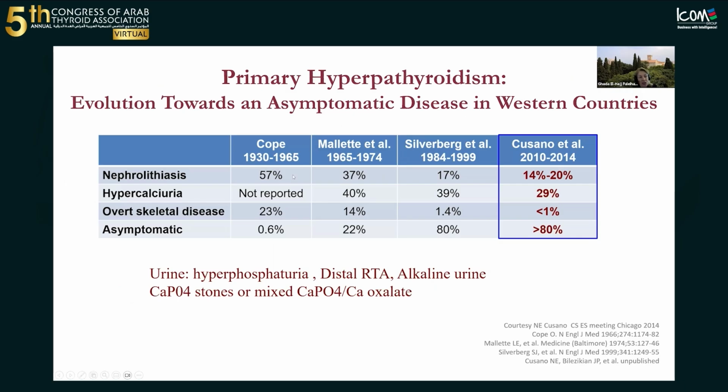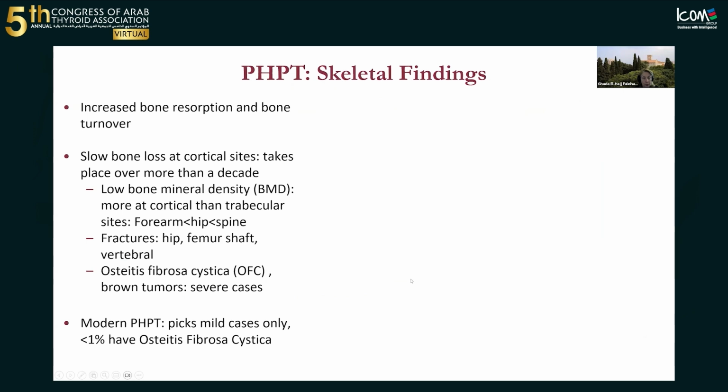The prevalence of kidney stones was almost 60% from the 30s to the 60s, all the way down to 14 to 20% more recently. Hypercalciuria is still common, and if we check those patients, we do find high urinary calcium. Overt skeletal disease is very, very rare. We pick it up as asymptomatic by bone density. The urine profile is high phosphate because PTH is phosphaturic, and because they have distal RTA, they have an alkaline urine, and the tip-off is mixed calcium phosphate, calcium oxalate stones.